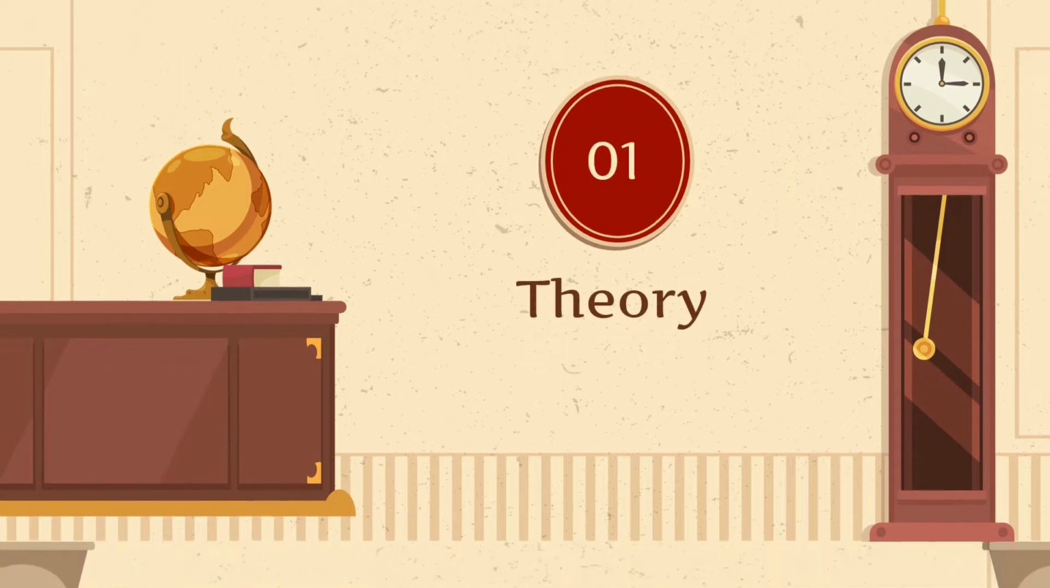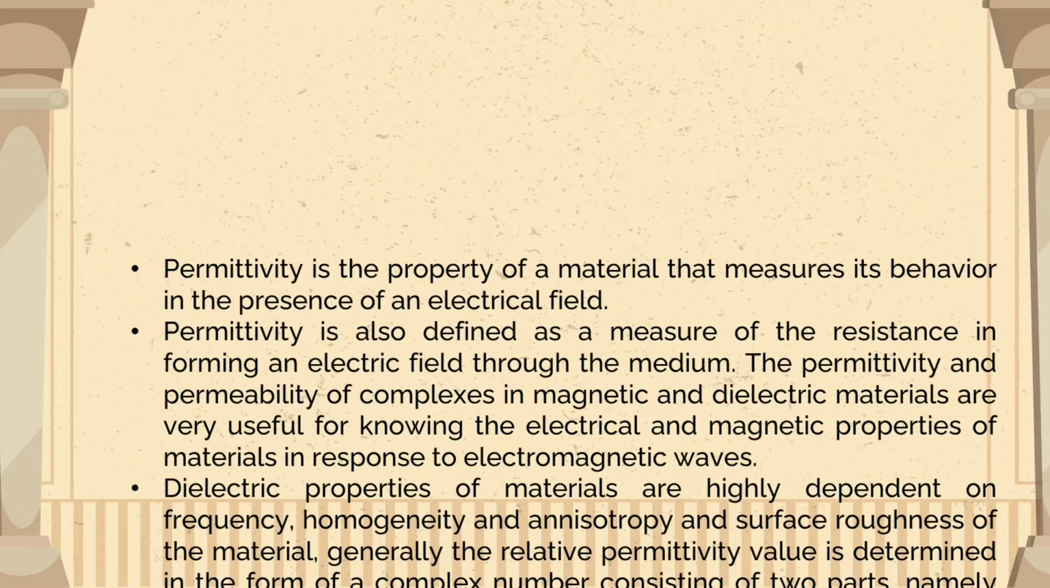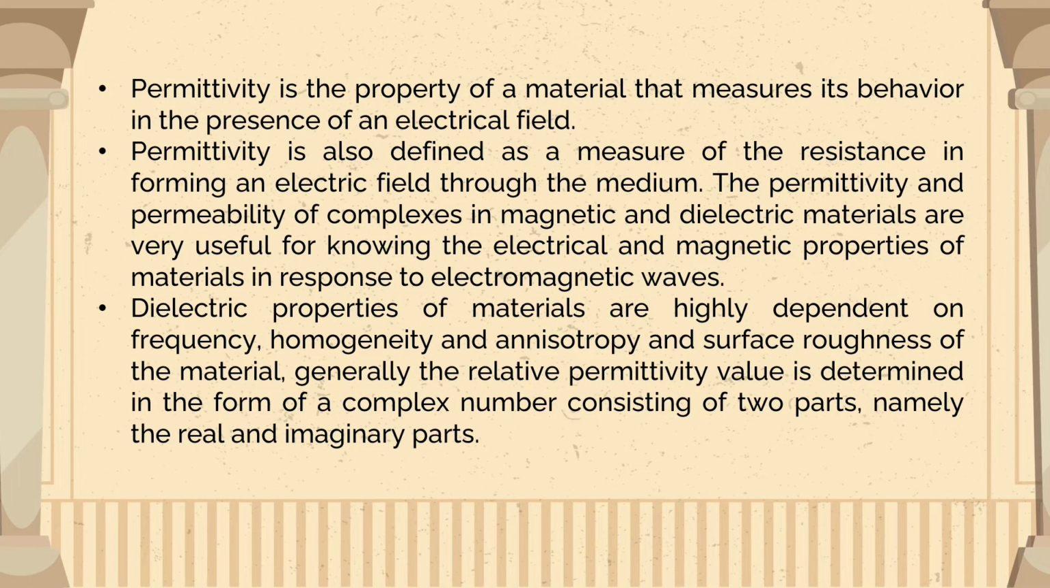First, theory. Permittivity is the property of a material that measures its behavior in the presence of an electrical field. Permittivity is also defined as a measure of the resistance in forming an electric field through the medium.